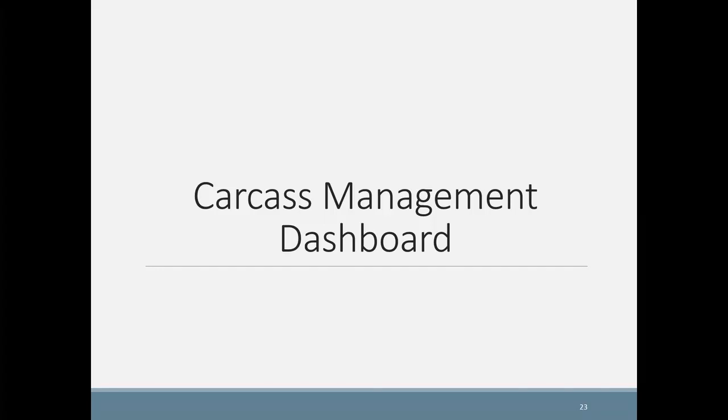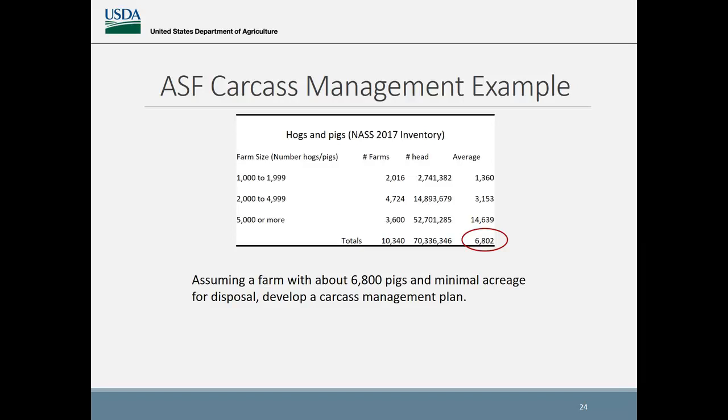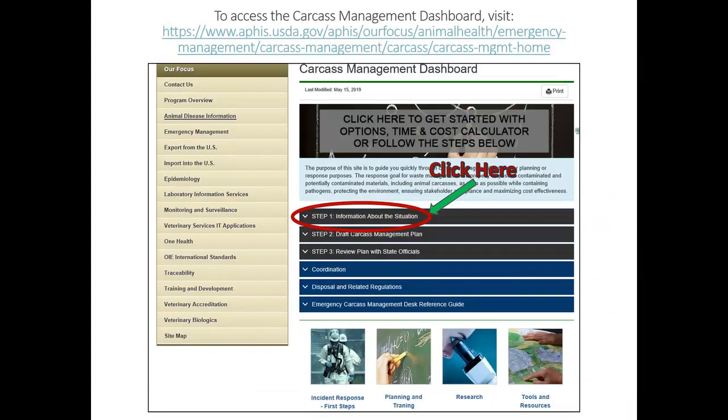And then on to the carcass management dashboard. I promised to zip through this really quickly. I'm going to show you how to use the dashboard based on an average farm size of about 6,800 pigs. So this is located on our APHIS website, and the address is up there. You could go to the big box that says click here, but for the first time around, I would suggest going through the steps. You get to the same place whether you click there or there, but at least it walks you through it if you go through the step process.